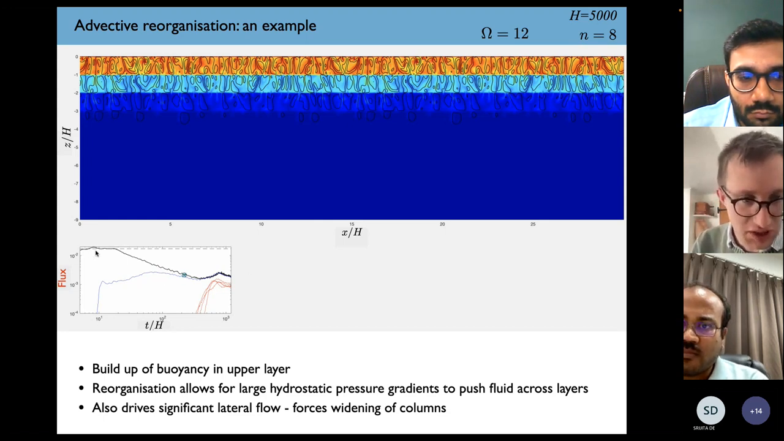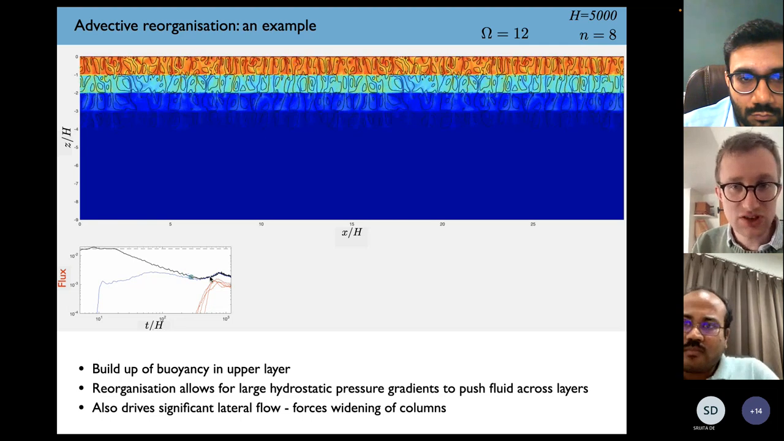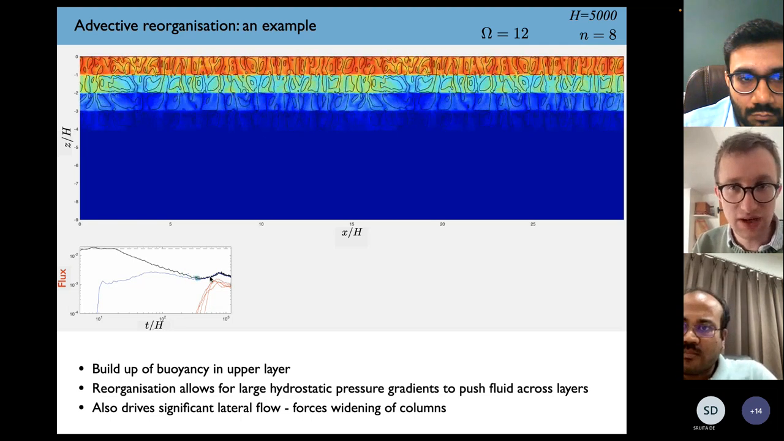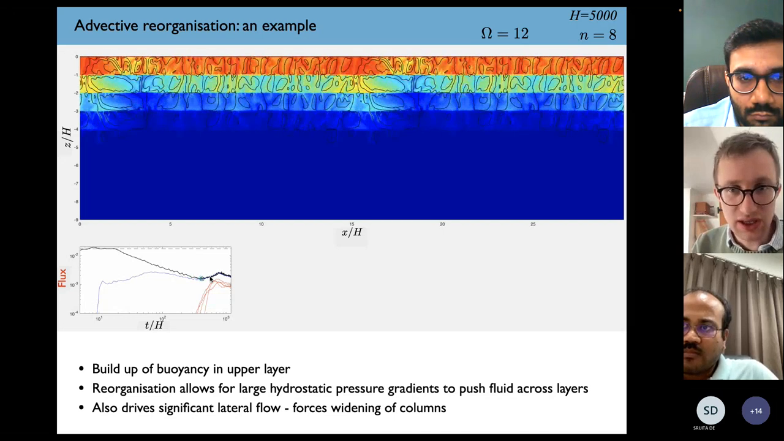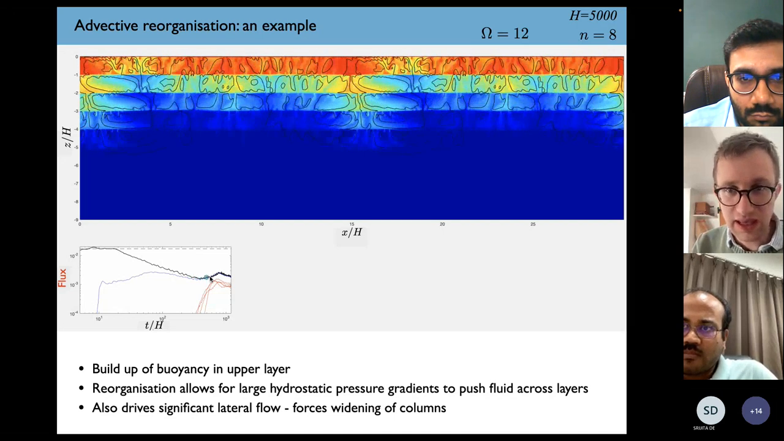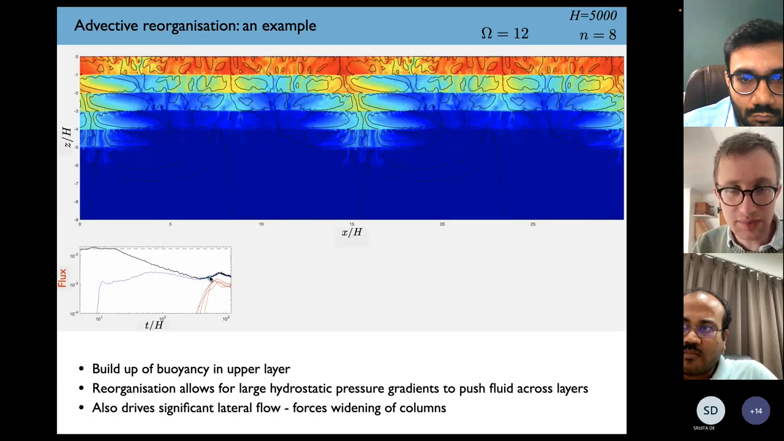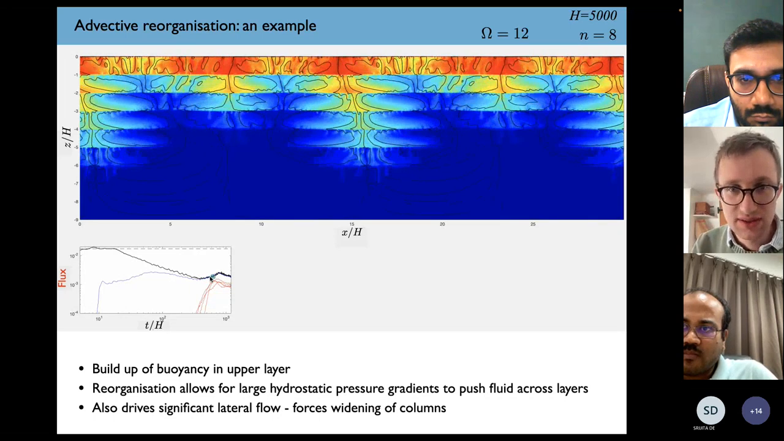So we were initially oscillating around a constant value. We're now decaying, and we're going to hit this advective reorganization region here. So I'll run this forward and see what happens. Here you can see it's just diffusing between each layer. There's no flow. And suddenly at this point, you see something happens and you get these plumes starting to burst through. And there they go.